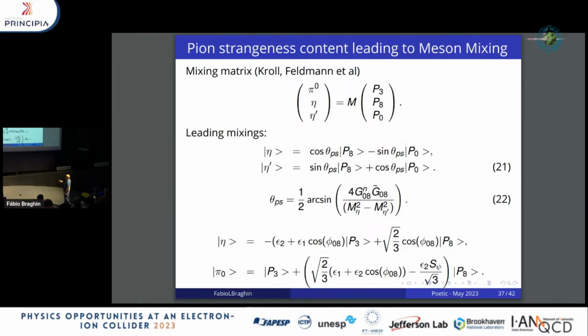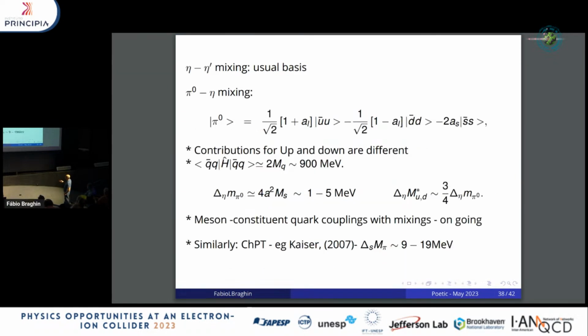Besides the mixing with eta prime, the neutral pion also has mixings with eta prime. The eta-pi 0 is the leading one. Then I will neglect the mixing with the eta prime. And then we find that the state or the wave function of the neutral pion depends differently on the up and down states. They are corrected differently because of the mixing, but also on the strange component.